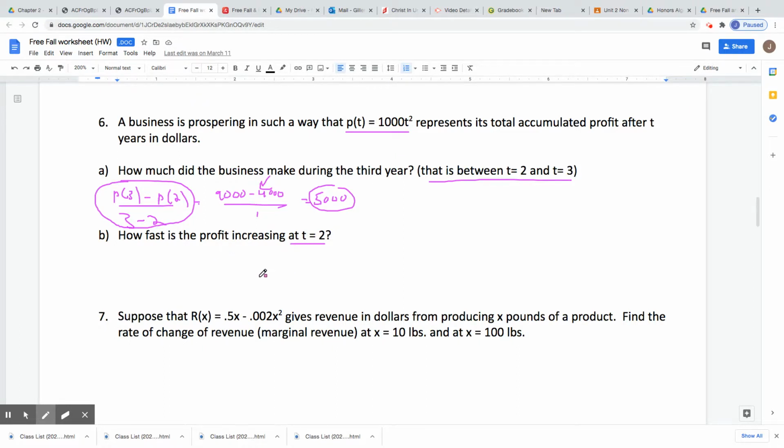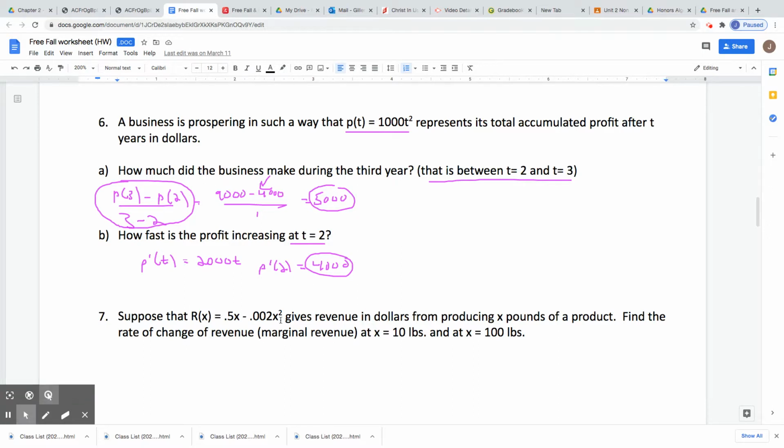How fast is the profit increasing at t equals 2? So that is the derivative. So you've got to find the derivative of P of t. So I bring the 2 out front, and I get 2,000t. I just plug in 2, and I get 2 times 2,000, which is 4,000. So the profit is increasing at 4,000 a year at the second year.